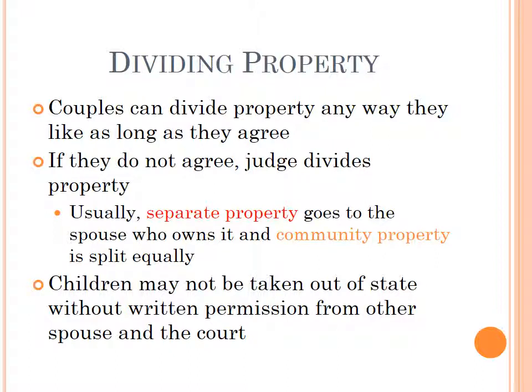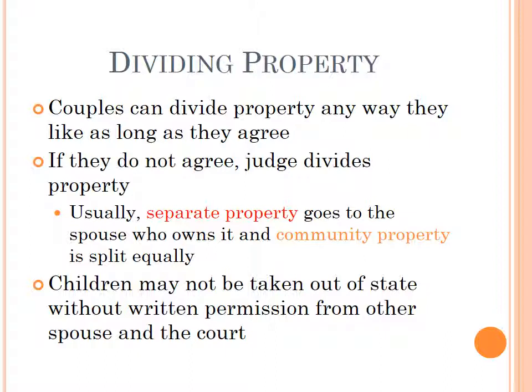Couples can divide property any way they like as long as they agree. If they don't agree, that's when the judge steps in. That's when the court comes in and divides the property. Usually this is the way it works. The separate property is going to go to the spouse who owns it, and the community property is going to be split equally. That's generally where the judge is going to go.